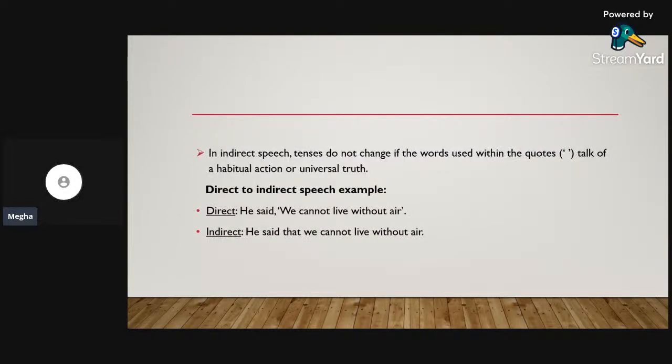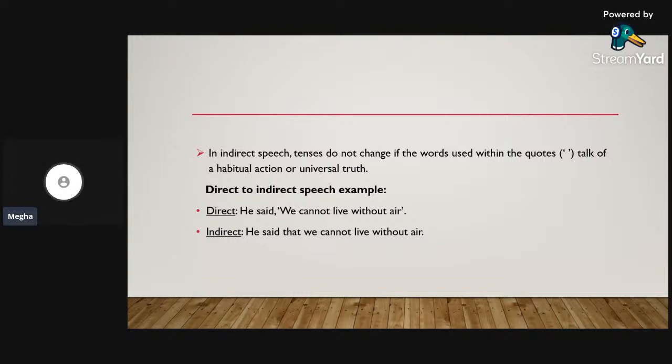In indirect speech, tenses do not change if the words within the quotes talk of a habitual action or universal truth. When it is quoted, or within the quotes, and when it is a universal truth, it cannot be changed. It is a fact that everybody knows, so the tense does not apply to sentences like that, whether it's a universal truth or habitual action.